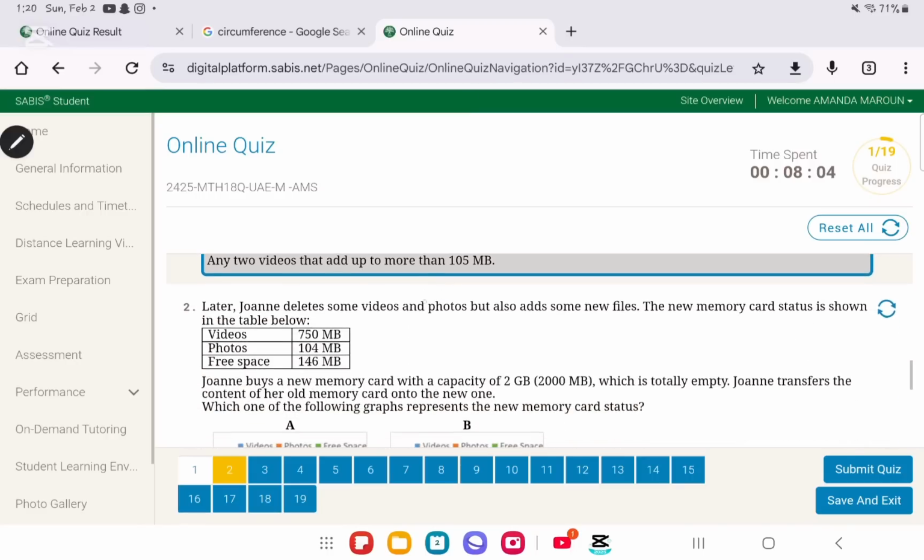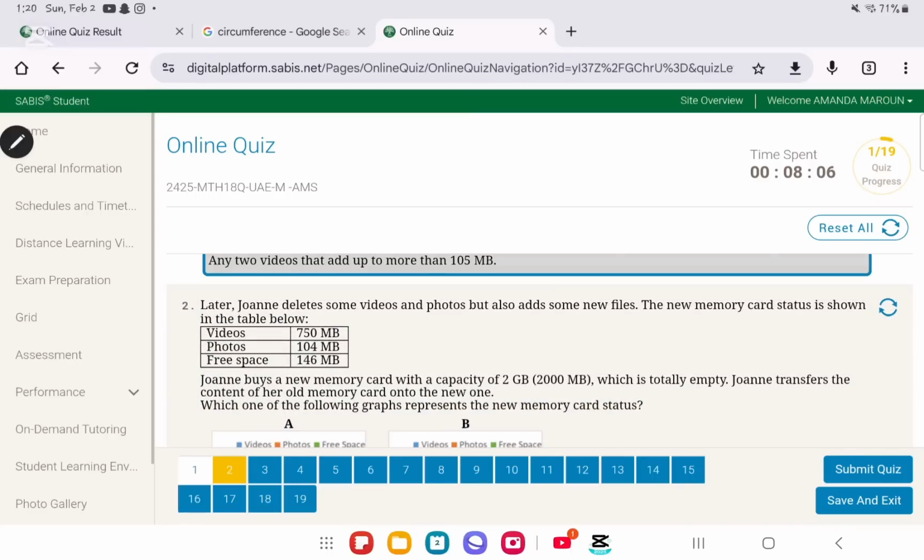and video 4. Then later, Joanne deletes some videos and photos, but also adds some new files. The new memory card status is shown below. So as you can see, if you add them all together, it's gonna be 750 plus 104 plus 146, which all in all adds up to 1,000 megabytes or 1 gigabyte. Okay, so this is a G, not a 6.